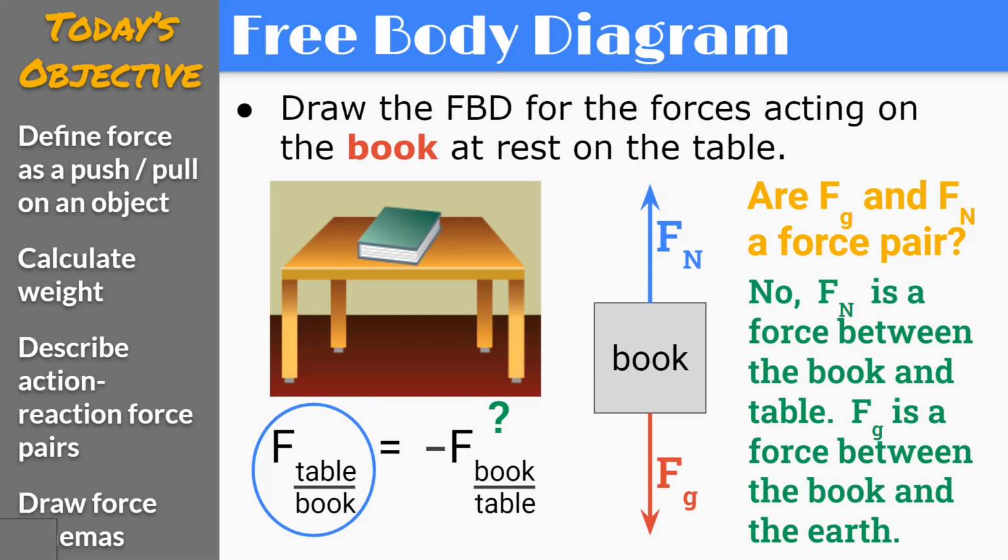Whenever I talk about Fg, it is a force between the book and the earth. The earth's gravitational field pulls down on the book. That's where its weight comes from. And there's another half to that force pair too. The book pulls up on the earth, which sounds weird, but that is the other half of the force pair, because any two objects with mass will exert a gravitational force on one another.